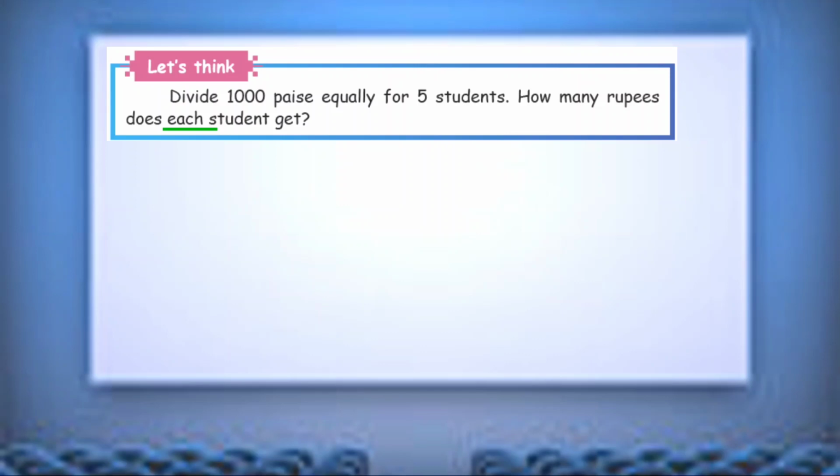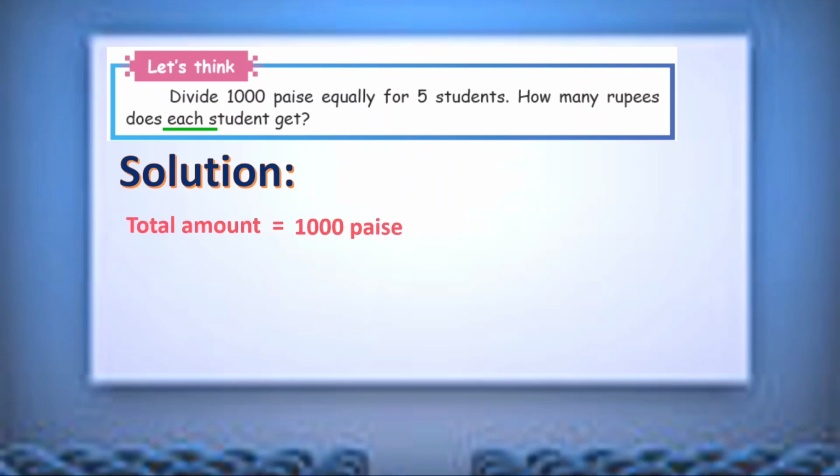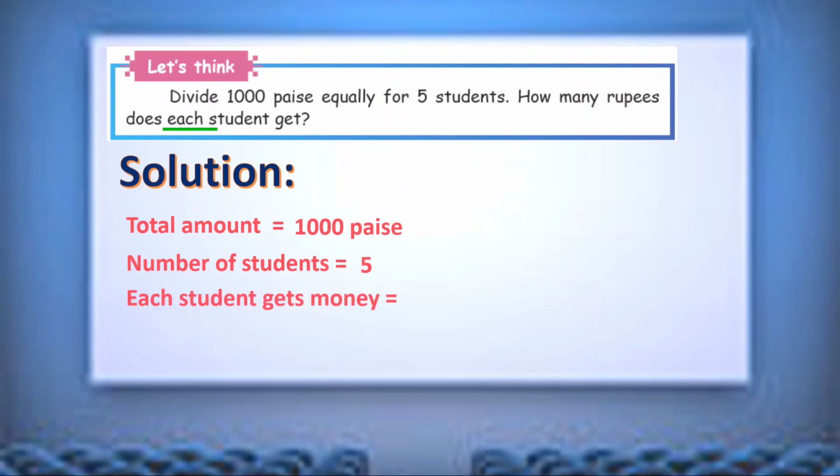Fine. So let us start. Total amount 1005. Then we are going to distribute it among 5 students, isn't it? So mention number of students equal to 5. Then each student gets money, that's equal to 1005 divided by 5. So here 5 is common, isn't it? In the 5 times table, the answer should end with 0 or 5. So let us take the 5 times table.